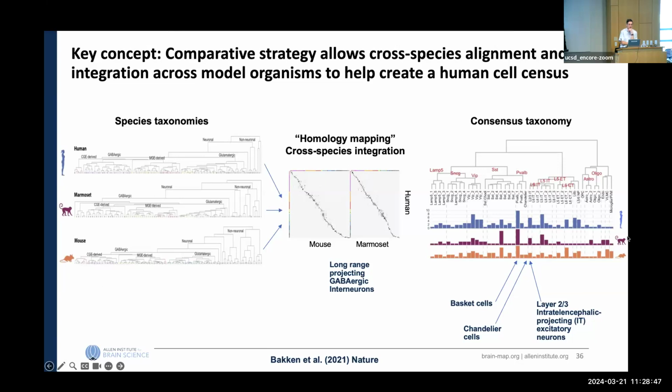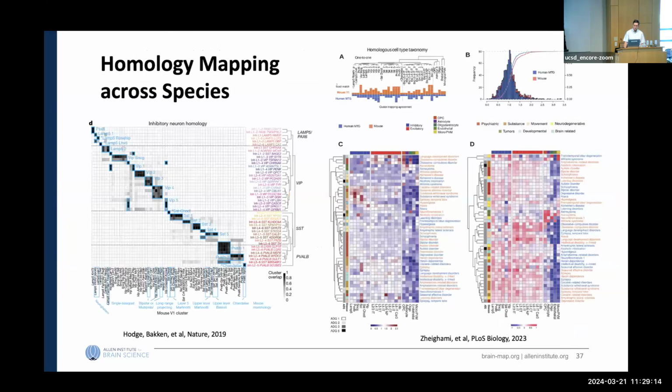And this is important because it allows us to start to study what genes determine this cluster in the human and what they do. And this must be an interesting cell type because we find it reproduced across species. So in the absence of functional information, this kind of homology mapping gives us a foothold. So we do a lot of that, and we've published papers on this.